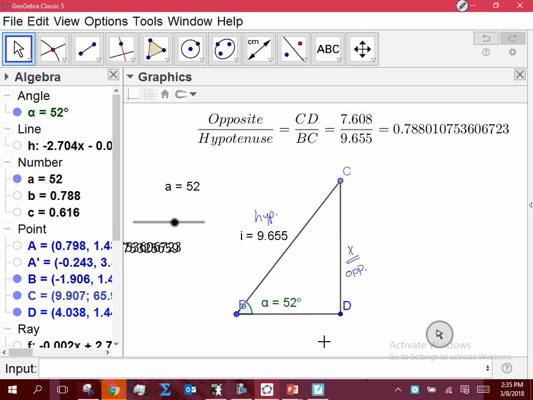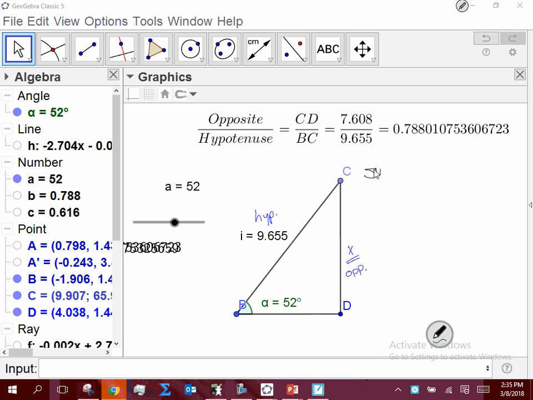Okay? Because we know that if I have those parts, opposite and hypotenuse, the sine of 52 is equal to the opposite side, which we're calling x right now, divided by the hypotenuse, and that's 9.655. So it's telling me, now sine of 52, remember that's 0.788. It's saying whatever x is, divided by 9.655, I know that that's going to equate to 0.788.